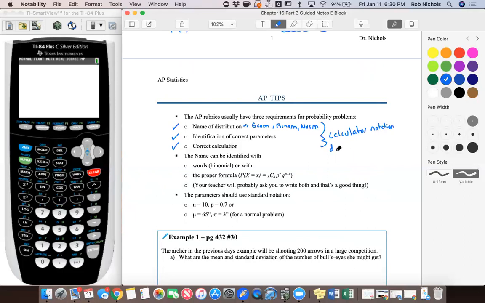Okay? We don't take off points, but we don't give points for calculator notation. So always write out words and notations as I've been doing in the problems. Now the name, you can write out the name in words. You can use the formula. The formula will give you the points for the name, or you can write both of them, okay? And then remember, parameters, you should use standard notations, and those are the ones I've been giving you.